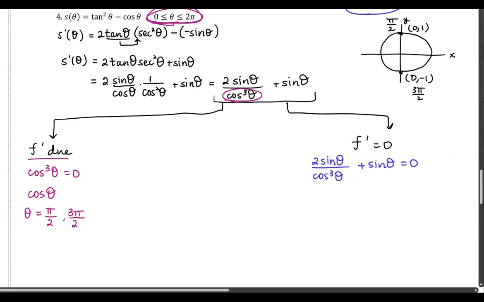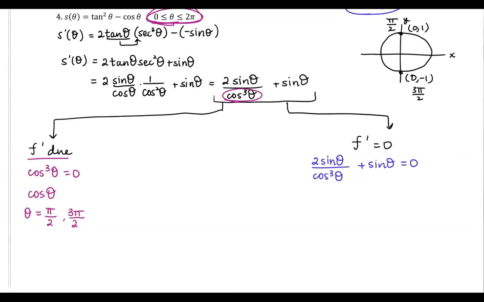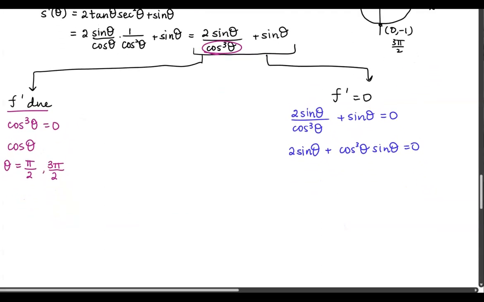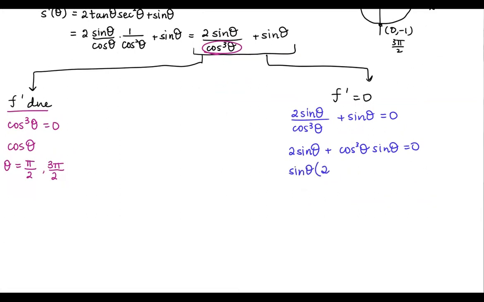I'm going to subtract the sign. Actually, I'm just going to go ahead and multiply everything in this equation by cosine cubed so that I can get rid of the fraction. So I'll have 2 sine theta plus cosine cubed theta sine theta equal to 0. Because this is already set equal to 0, I'm just going to go ahead and factor out a sine theta because that shows up in both terms. So I'm left with a 2 plus cosine cubed theta is equal to 0.